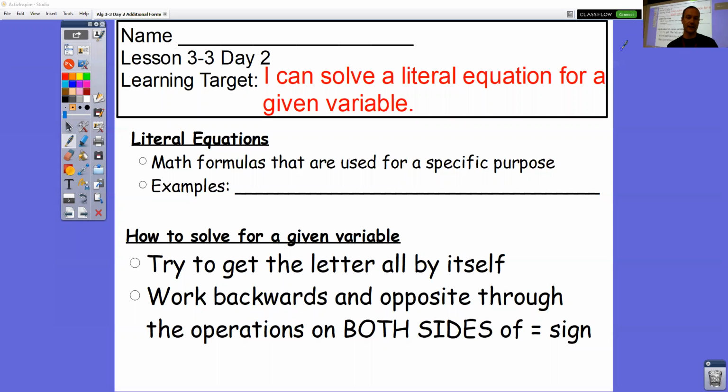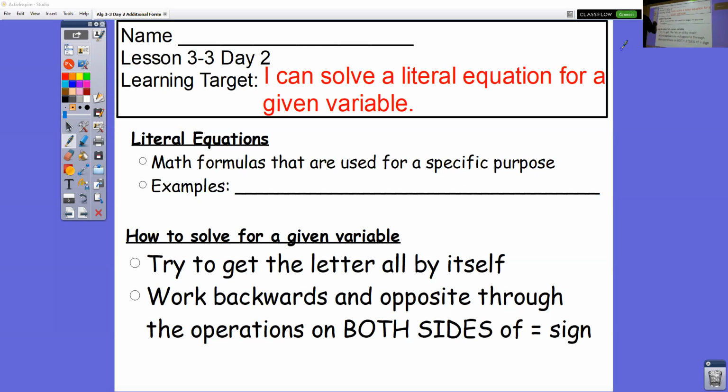I tried in class to put in multiple answers, but it was a little bit challenging to do so. So a lot of times there are multiple answers. You might still be right, but it might mark it wrong. There are math formulas that are used for specific purposes.